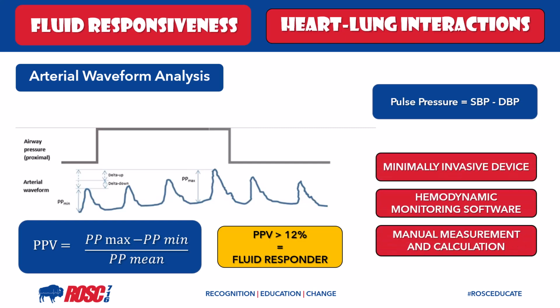Pulse pressure variation can be measured in numerous ways. One is a minimally invasive device, as I pointed out before. Another is hemodynamic monitoring software. This is software that is most likely found on your hemodynamic bedside monitor. And lastly, you can manually measure and calculate a pulse pressure variation by freezing the frame of your arterial waveform, printing out a strip, and doing the measurement and calculation manually.